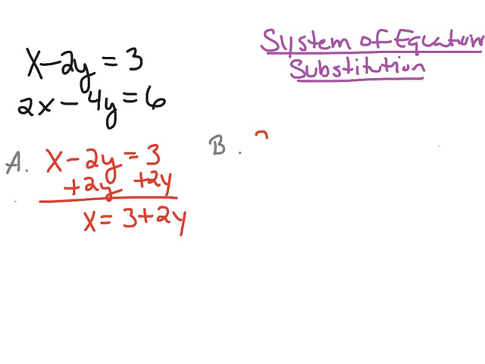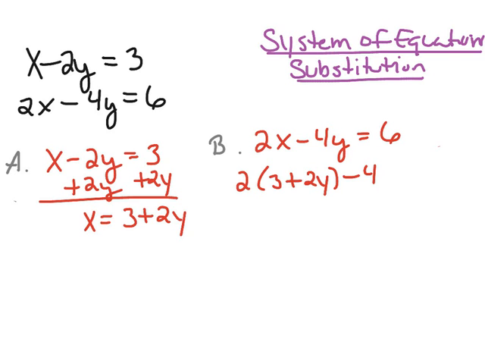So this time I'm using the equation 2x minus 4y equals 6. And I'm going to replace my x with 3 plus 2y, which is what I've just found. At this point, I'm going to solve for y. It's the only variable in the equation. So just like in the first example, we're going to use some distributive property. 2 times 3 is 6. 2 times 2y is 4y. Bring down the minus 4y equals 6.